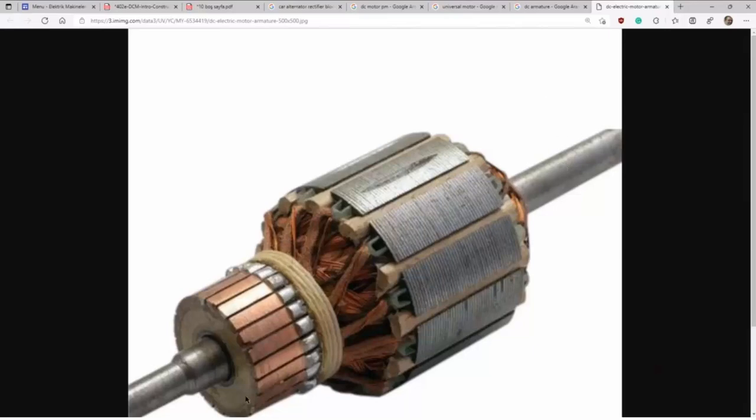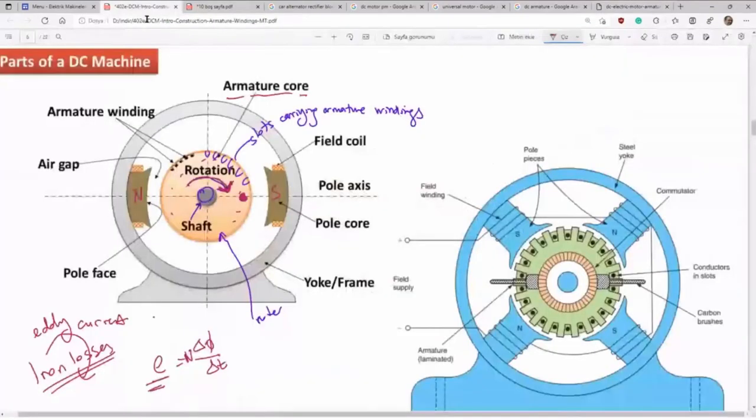Here you see the shaft. That is the armature. Sometimes we say armature, sometimes we say rotor. In DC machines, generally both words are used for this figure. If you say DC rotor, it's okay. If you say DC armature, it's okay. Armature is the place where energy conversion occurs, or where electromotive force is induced.